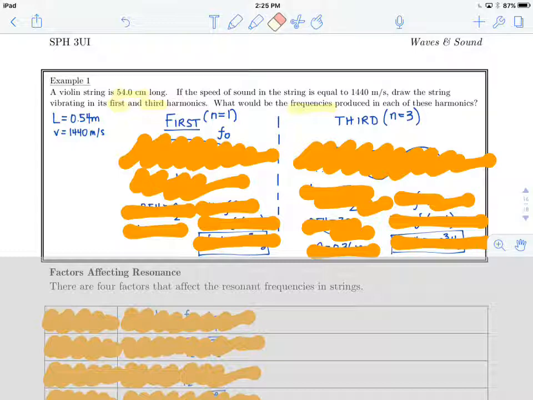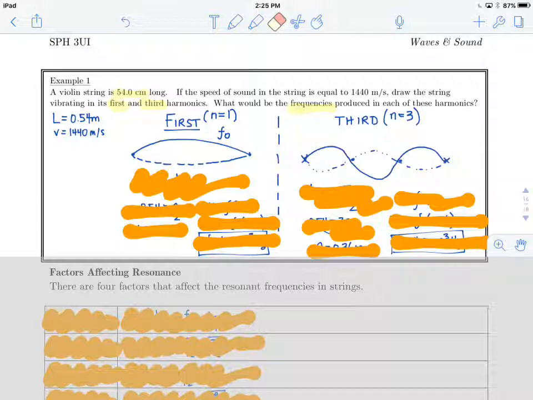Eventually we won't have that chart, so we have to find a way of memorizing these harmonics and what they look like. So the first harmonic has no nodes in between its two fixed ends. So this is what it would look like. The third harmonic has two nodes in between its two fixed ends. So this would be this diagram right here.